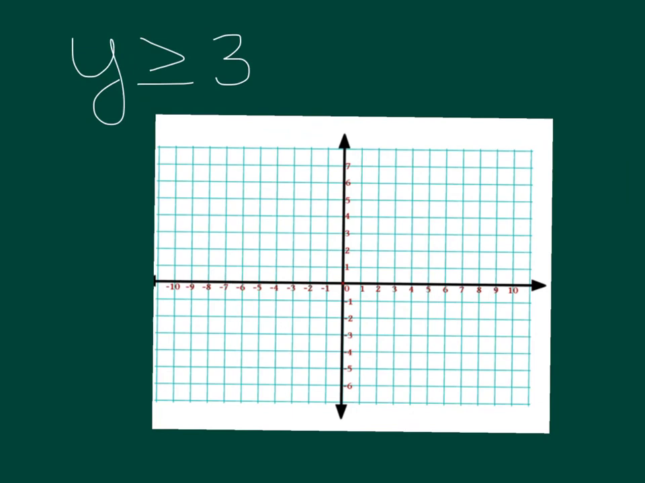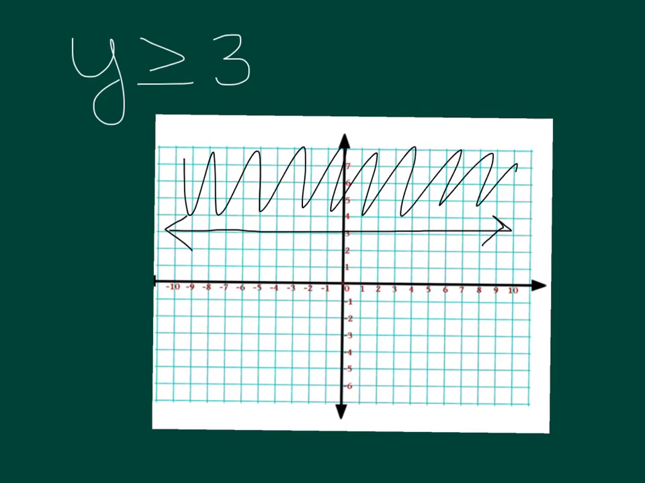All right, and then we have y is greater than or equal to 3. Well, remember, this is going to be a line that has a slope of 0. So really, you're just going to draw a line that goes right through 3 on the y-axis. And it's solid because it has greater than or equal to. And since y has to be greater than 3, we're just going to shade above the line because those numbers are greater than 3.